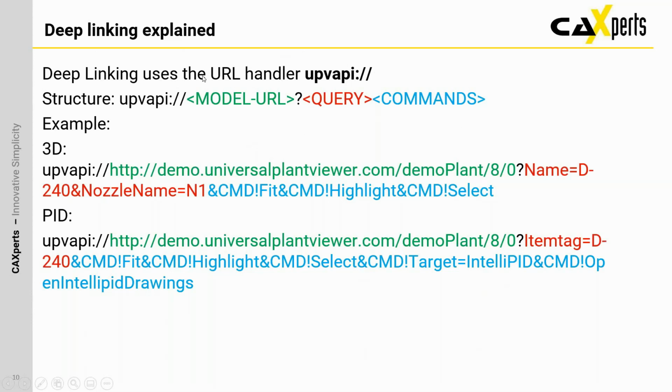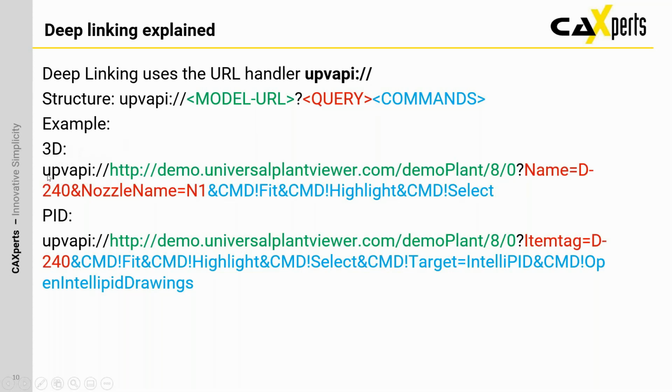So the deep linking always starts with the URL handler upvapi://. And the structure is, there is the URL handler in the beginning. Then there is a model URL, so that's the location of the model where it is stored. And we have a query and we have commands. So down here I have prepared some examples. So let's start with the 3D example here.